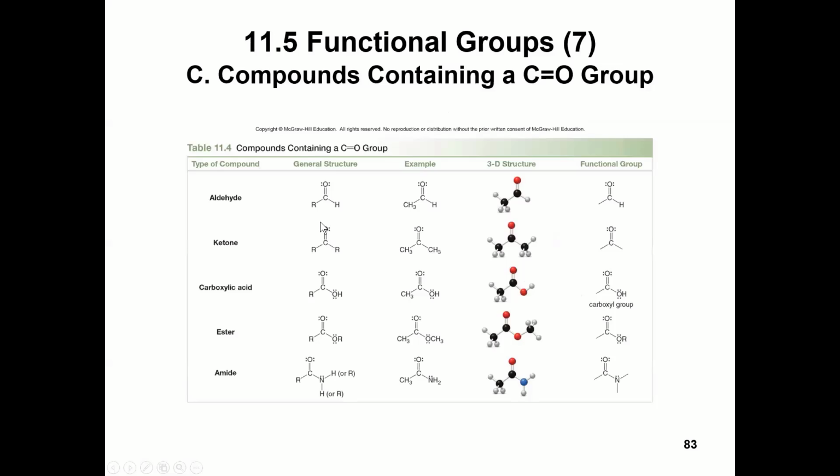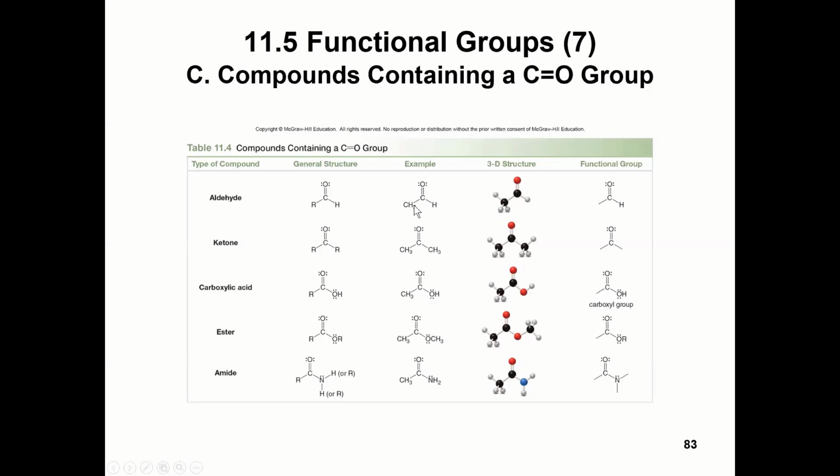So here's a table showing the different types of organic compounds that contain carbon-oxygen functional groups. The first example is an aldehyde. In an aldehyde, the functional group is this portion here, where you have a carbon. We call this the carbonyl carbon. This is the whole carbonyl group. There's one single bond from the carbonyl carbon to the R group. And then there's another single bond to a hydrogen.